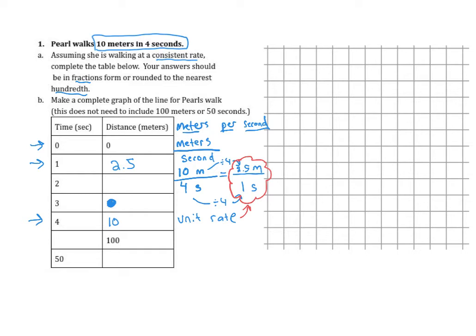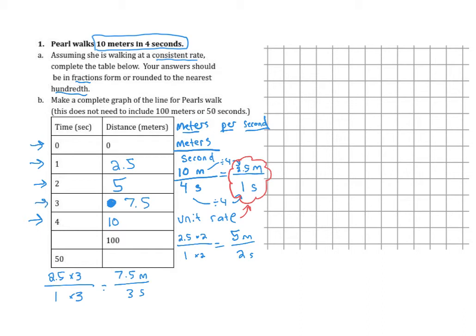So for 2 seconds, if she goes 2.5 in 1 second, then we can just multiply that both by 2. We can say 2.5 times 2 over 1 times 2. That's going to give us 5 meters in 2 seconds. So we can put a 5 right there. For 3, same process. We can say 2.5 times 3, 1 times 3. And we end up with 7.5 meters in 3 seconds. So pop a 7.5 right there.